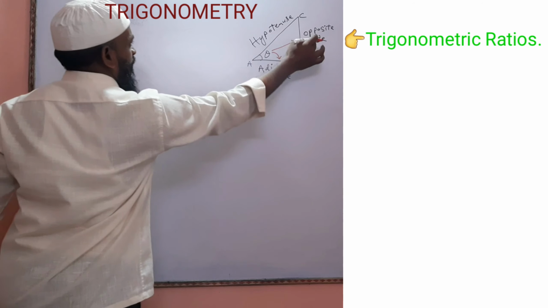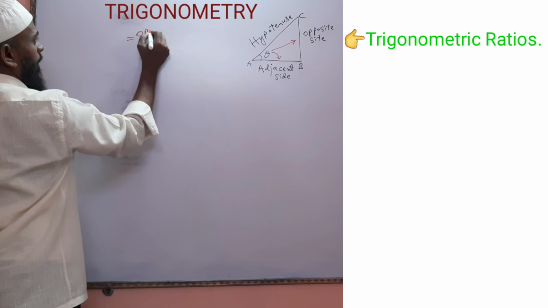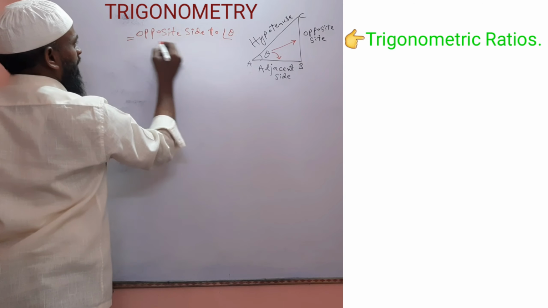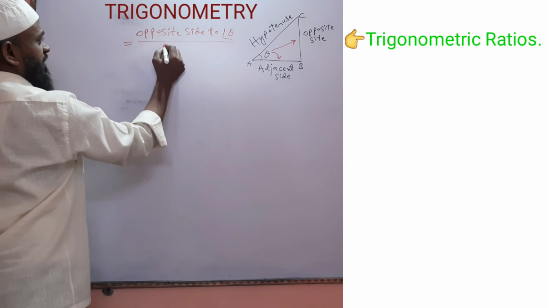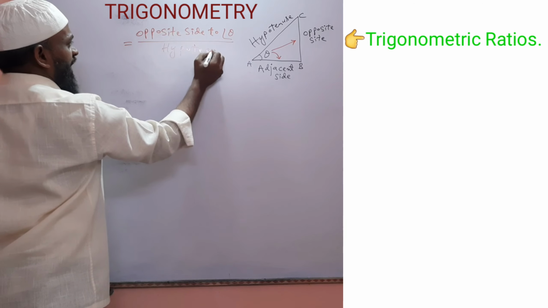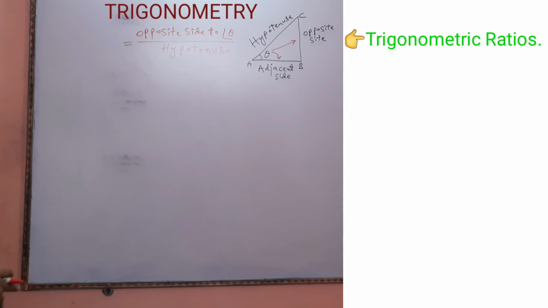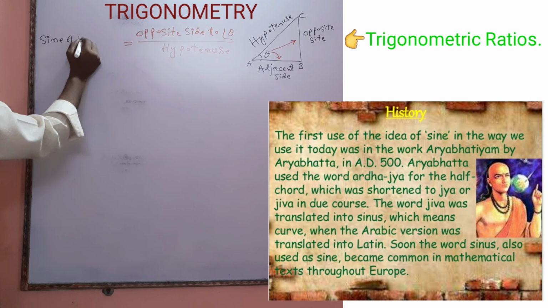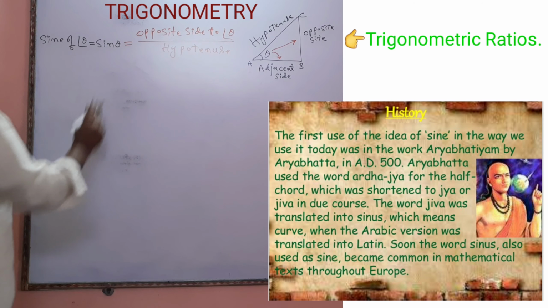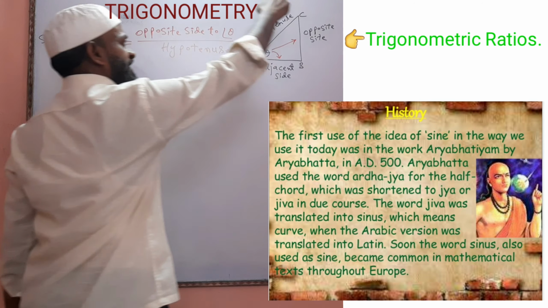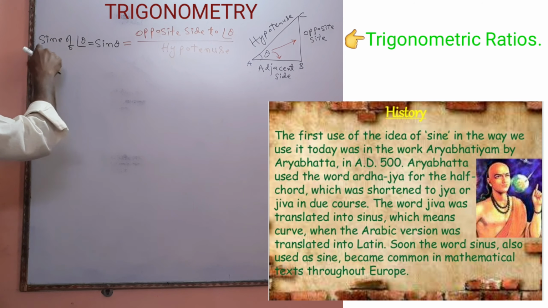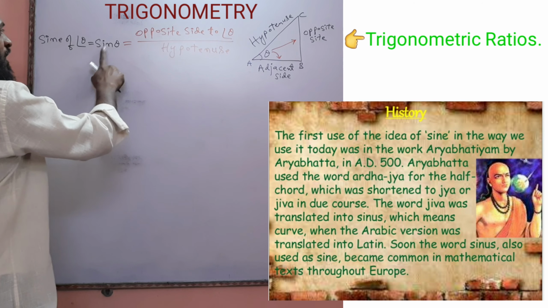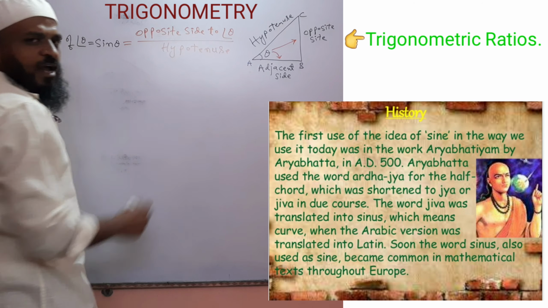So if we compare two sides, one opposite side to angle theta and the hypotenuse, this comparison is called, with respect to angle theta, sine of angle theta, simply says sine theta. So the comparison between two sides, the opposite side and the hypotenuse, with respect to angle theta is called sine of angle theta. So we get one trigonometric ratio: sine theta equals opposite side to angle theta by hypotenuse.